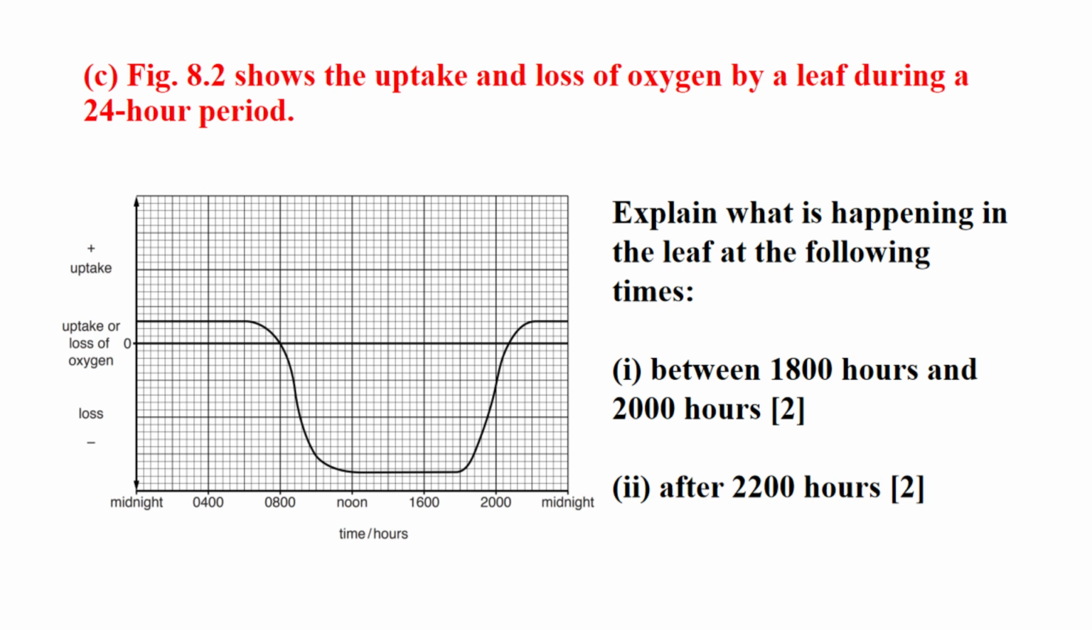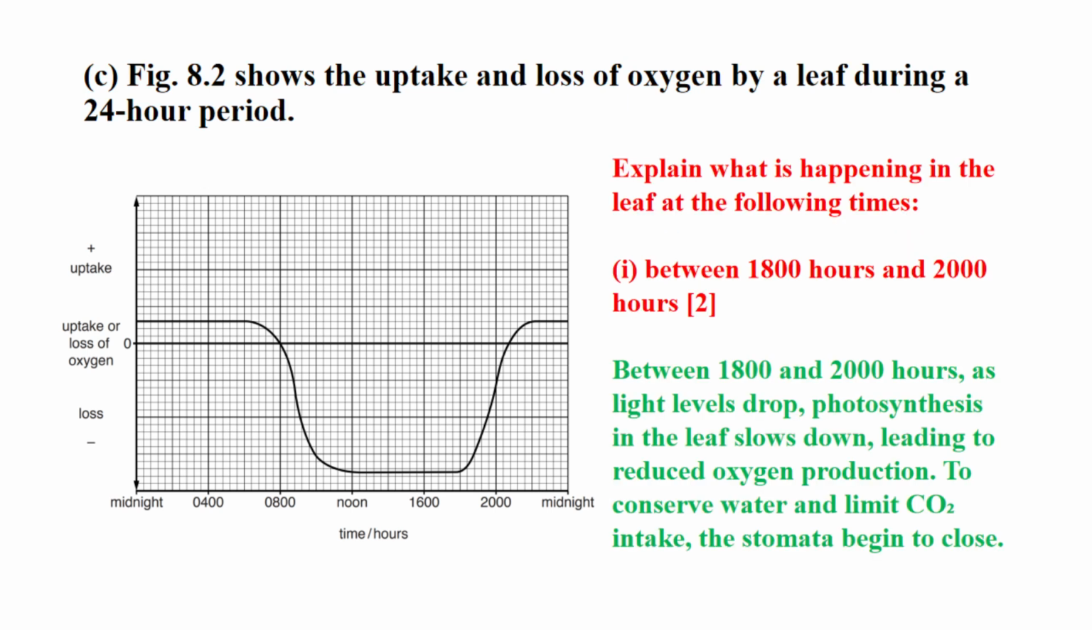In Part C, Figure 8.2 shows the uptake and loss of oxygen by a leaf during a 24-hour period. In Part C, Part 1, explain what is happening in the leaf between 1800 hours and 2000 hours. Between 1800 and 2000 hours, as light levels drop, photosynthesis in the leaf slows down, leading to reduced oxygen production. To conserve water and limit carbon dioxide intake, the stomata begin to close.